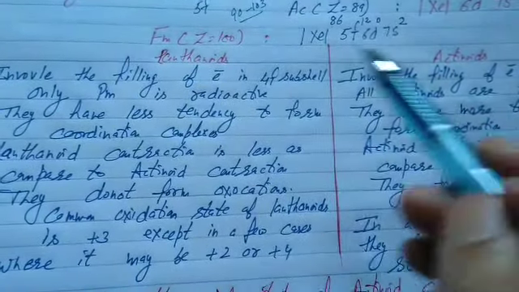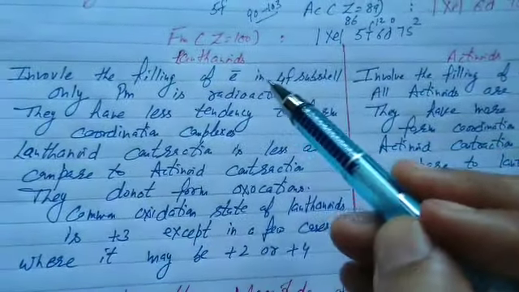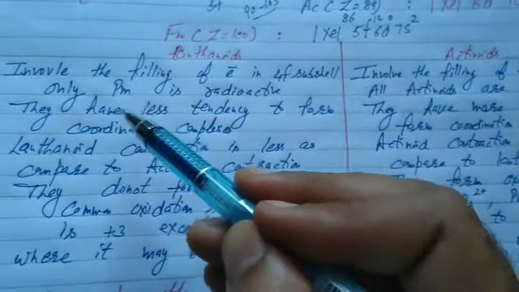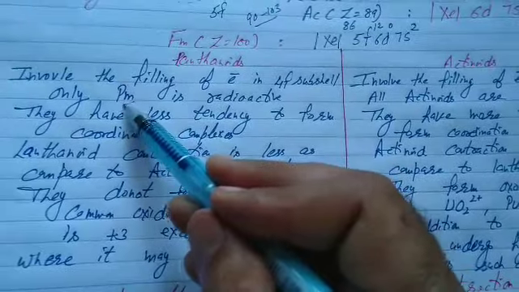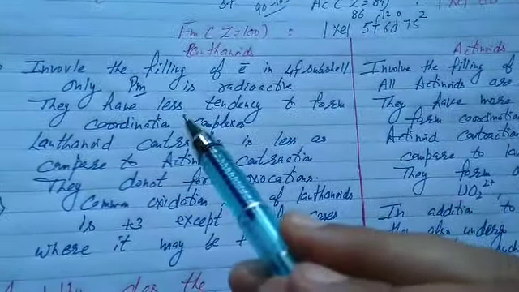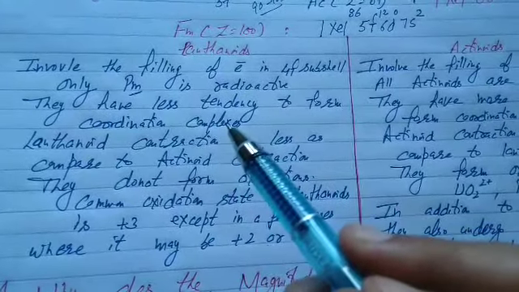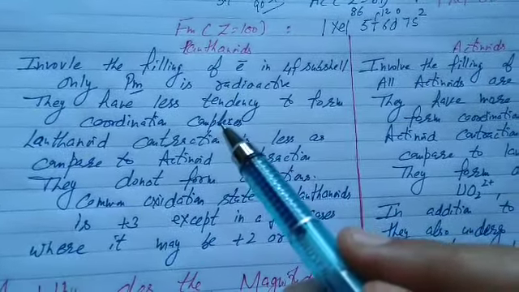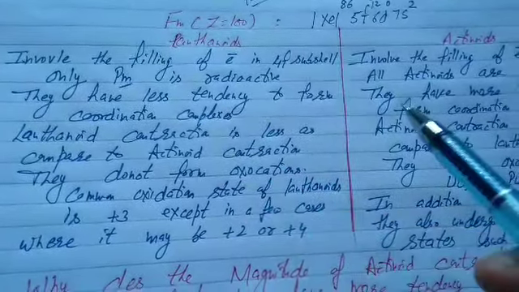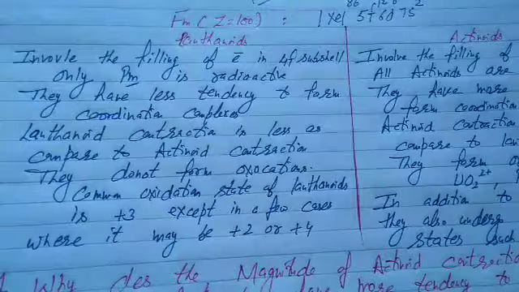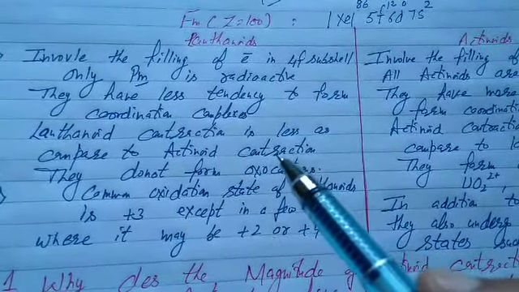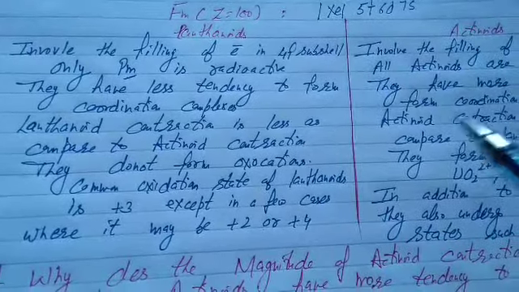Friends, when we do the introduction, we study two points. That is, the electron goes to 4f, the electron goes to 5f. Only one lanthanoid is radioactive, promethium, Pm. All actinoids are radioactive. Lanthanoids have less tendency to form coordination complexes. We will study this question after this. At first we are doing the difference. They have less tendency to form complexes. Actinoids have more tendency to form complexes. Lanthanoid contraction is less as compared to actinoid contraction. Again we study this: actinoid contraction is more.